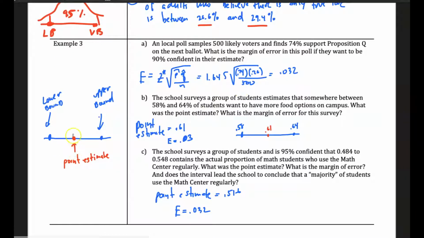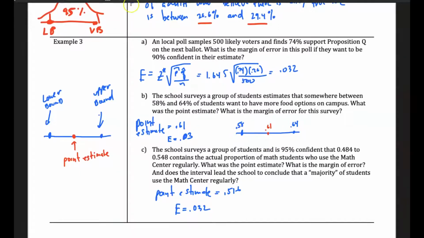Remember, a point estimate is right in the middle of the lower bound and upper bound. So when looking at this one, if your estimate is between 58% and 64%, your point estimate has to be 0.61, right in the middle of 58 and 64. And in the previous lesson, there was a shortcut. I showed you how to do that. You do 0.64 plus 0.58 divided by 2, and then your answer is 0.61. I'd rather have you think about it, though, since you can see what's in the middle. It's 0.61, and your margin of error is 0.03.